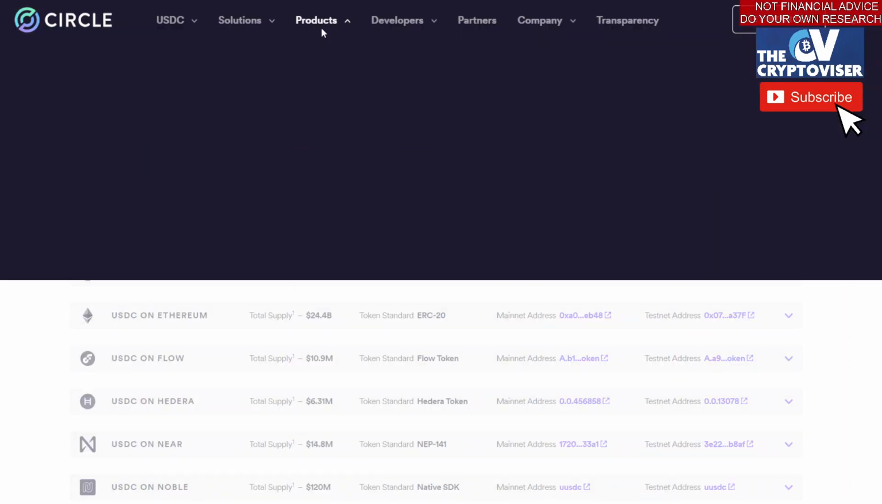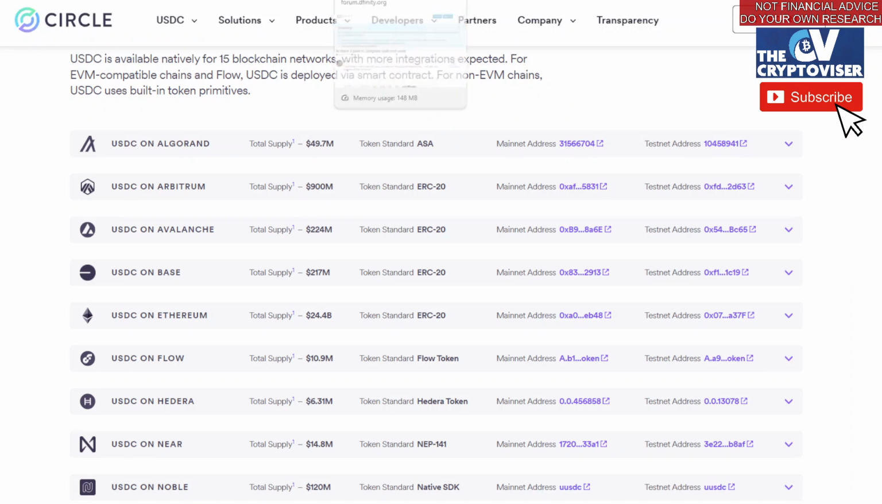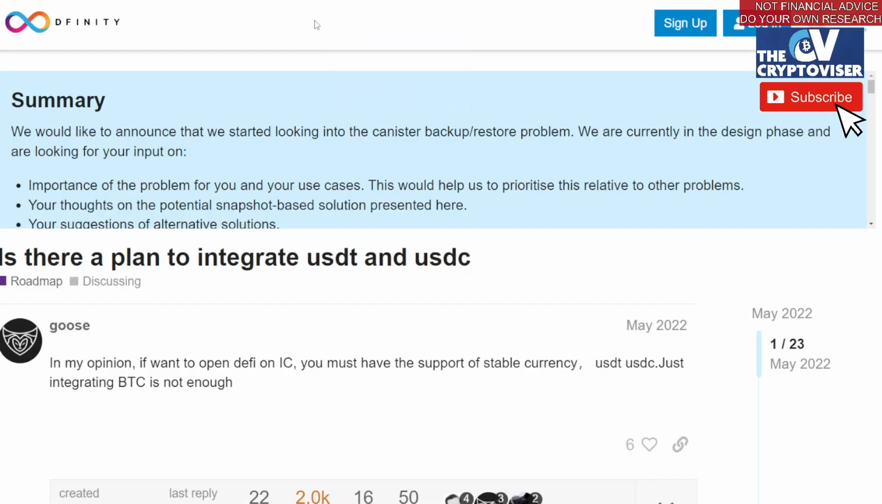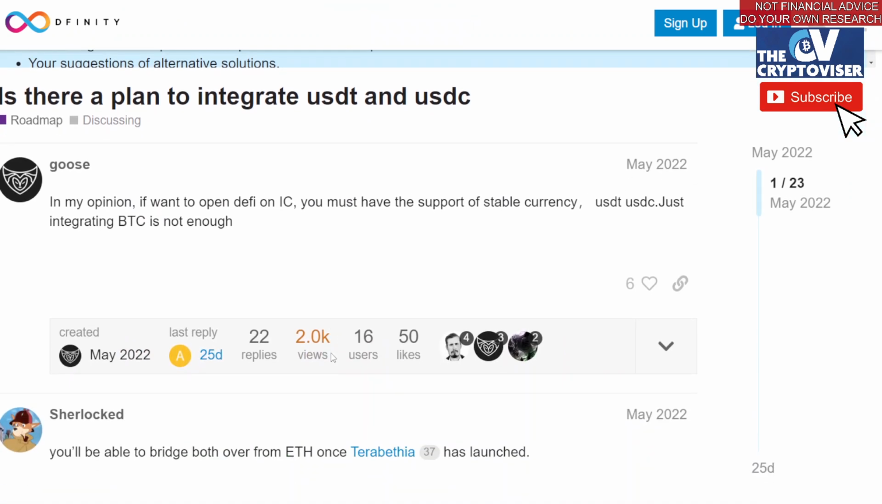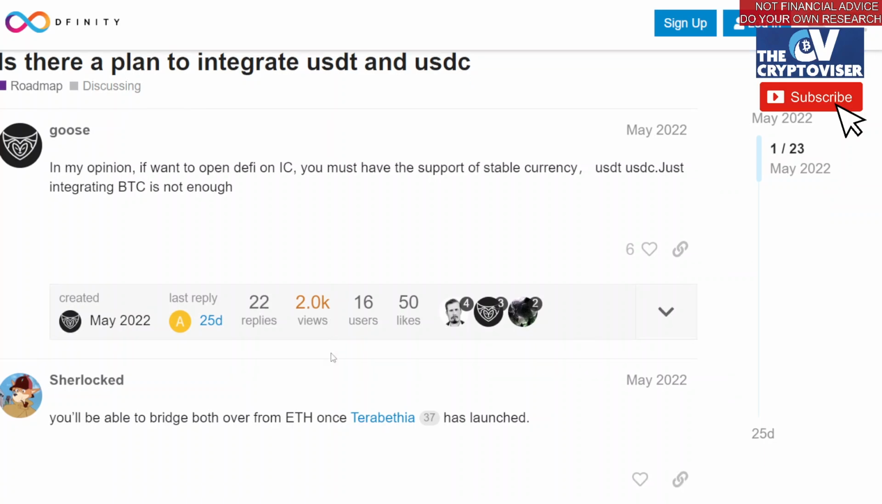Now you may be asking, Cryptoviser, are you just asking for this because you were saying it about Cardano too? The answer is no, and I'm not the only one who is asking about this. If you look at the Dfinity forum, you can actually see somebody asked this in 2022. Is there a plan to integrate Tether or USDC? He said, in my opinion, if we want open DeFi on Internet Computer, you must have the support of a stable currency. Tether, USDC, just integrating Bitcoin is not enough. And we'll get into the Bitcoin integration in just a minute.